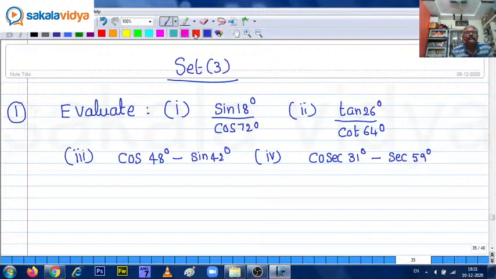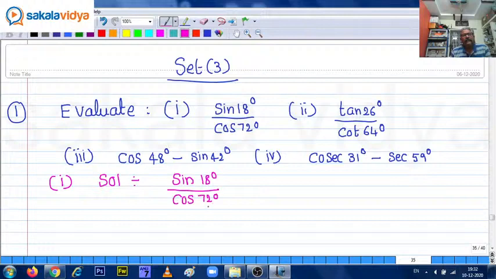Okay, first let us solve the first question now. First one solution: sine 18 degrees upon cos 72 degrees. See, here 72 degrees is 54 more than 18, so let us change the 72 degrees. So we have cos 72 equals sine 90 degrees minus A.